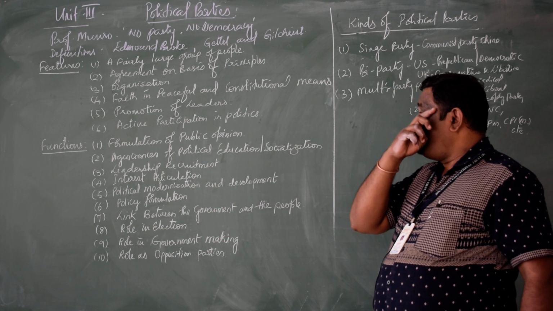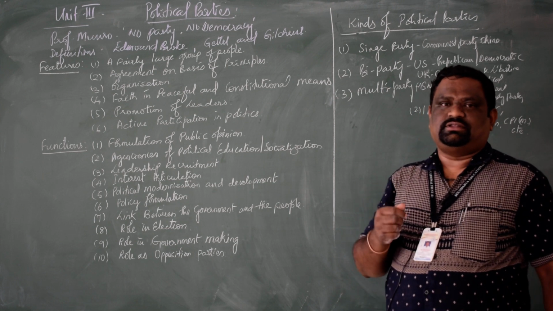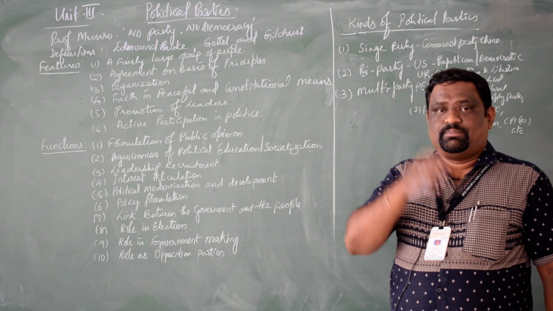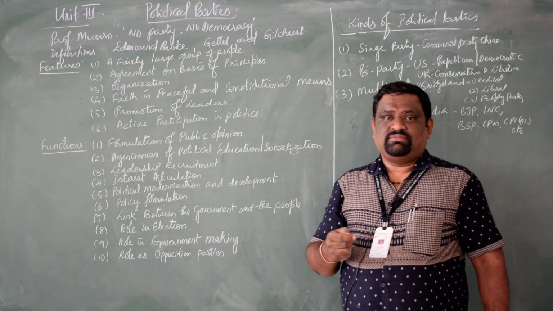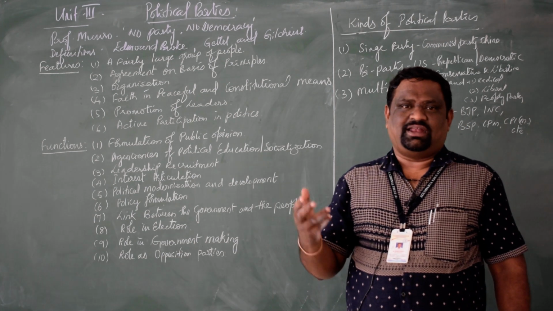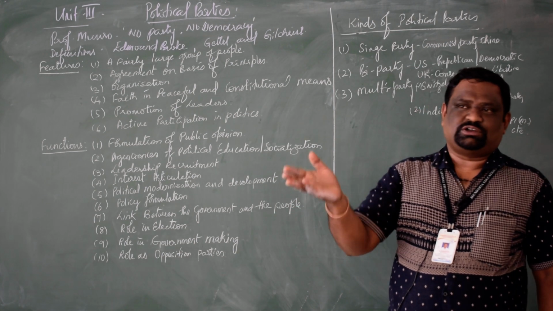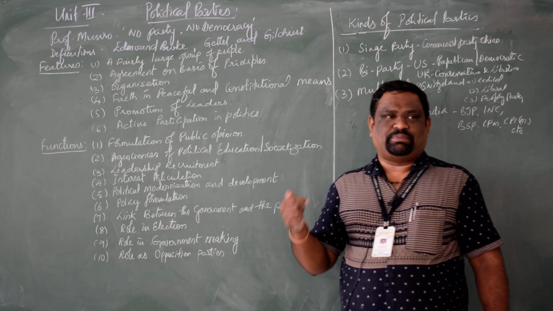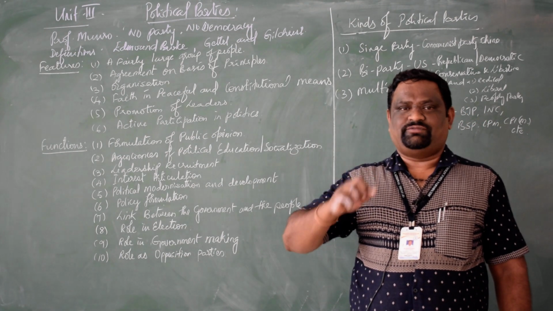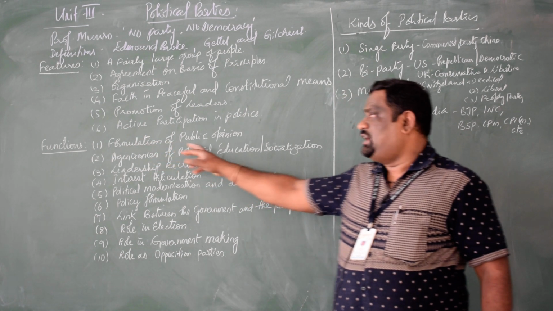The formulation of public opinion. Yes, people are aware of what society, government, nation, policy and everything are. But at the same time, public opinion will not reach the government unless somebody initiates to reach out to the government. So here the political party will create the opinion among people, and that will reach the government through the political party.